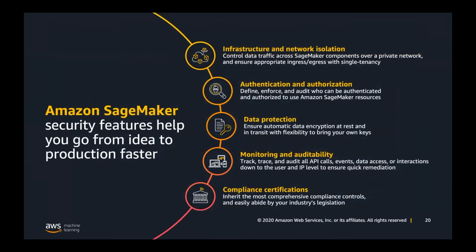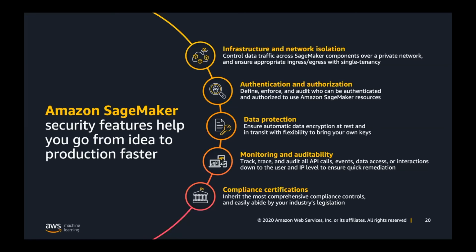Okay, security in Amazon SageMaker. As a managed AWS service, SageMaker also automatically inherits all the capabilities that we have in the AWS global infrastructure and its network security features. For example, for infrastructure security and network isolation, you can easily control the traffic that comes to SageMaker, for ingress and egress traffic, through different tools and options that we have.